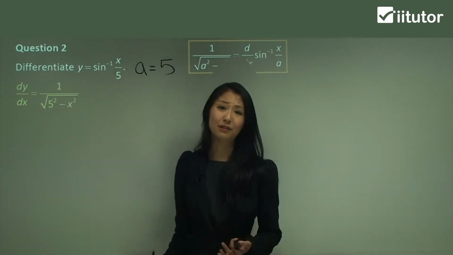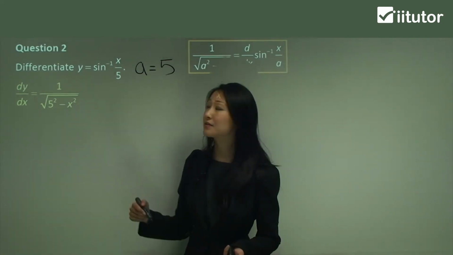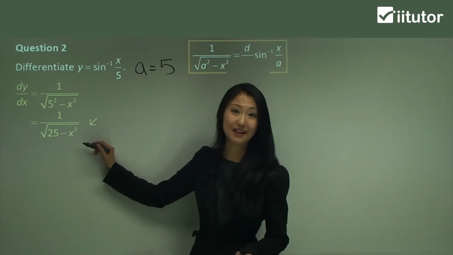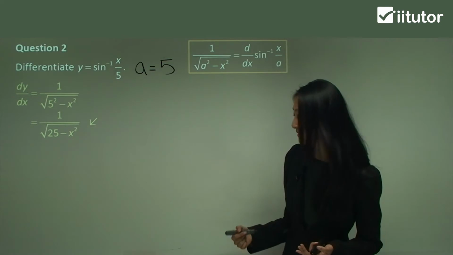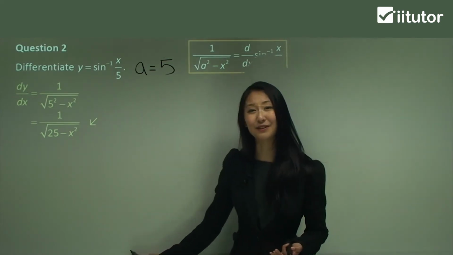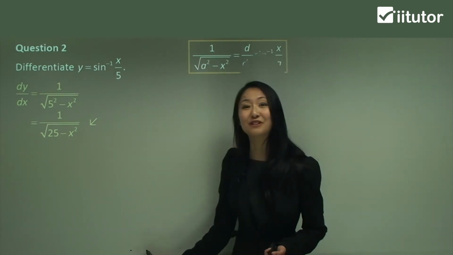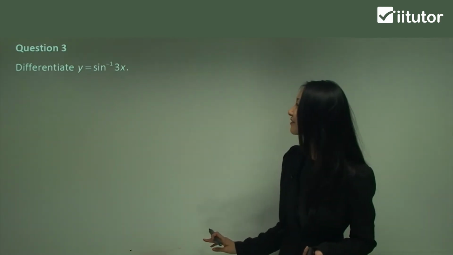And just always simplify and expand. So here, 5 squared, I just want to write my answer as 25 minus x squared, yeah? So it's quite simple, although initially it looks difficult because the equation itself is difficult. It's just normal differentiation, essentially.